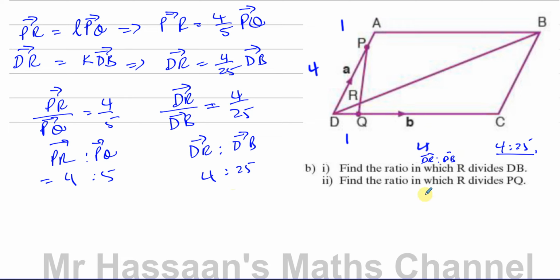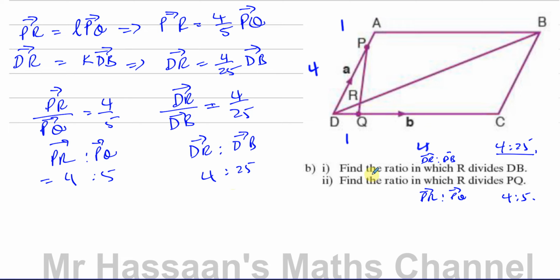Okay, and for this one, the ratio of PR to PQ, the answers would be 4 to 25, and for PQ it would be 4 to 5. Okay, that would be 4 to 5, 4 parts to 5, and that would be 4 to 25. So that's where I think there's something a bit off in the answer.